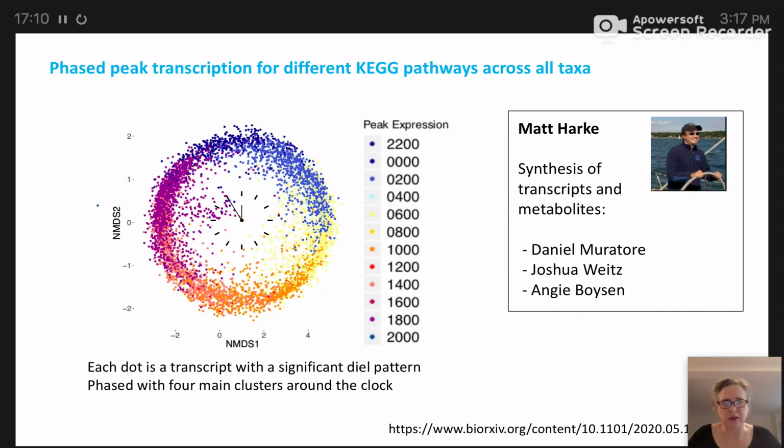And what you see here is the transcripts from our data set, this time integrated across different KEGG pathways across all taxa. So this is the community signal in an NMDS projection. And here each dot represents a transcript, and you can see it really looks like a clock. Each of these dots represents the peak time for that transcript, and as you go through the course of the day, the whole community is changing its diel signatures, and genes are coming on and genes are going off as you move throughout the course of the day.